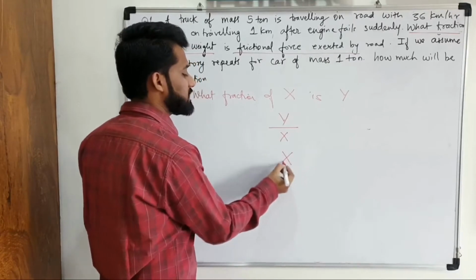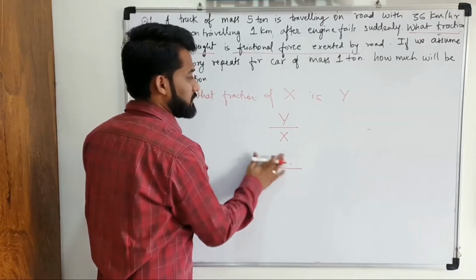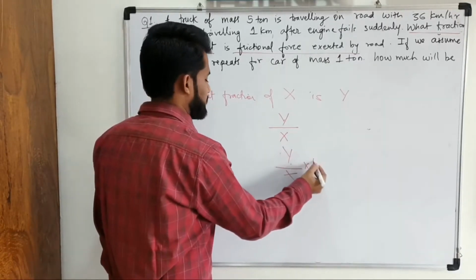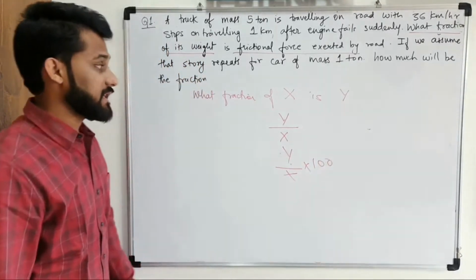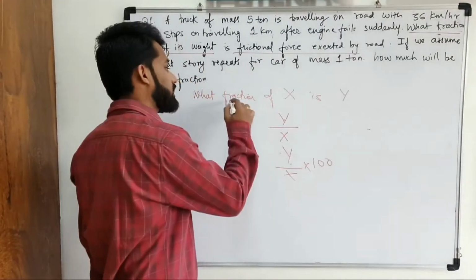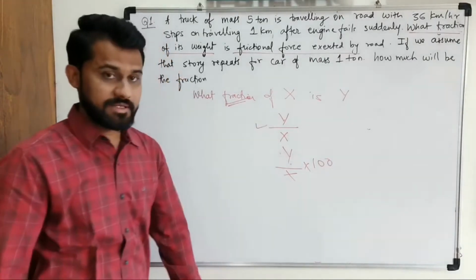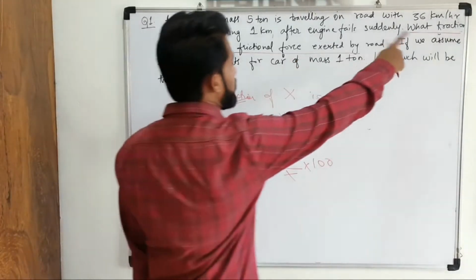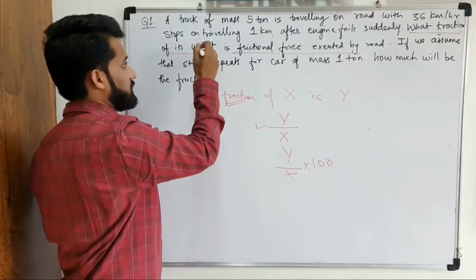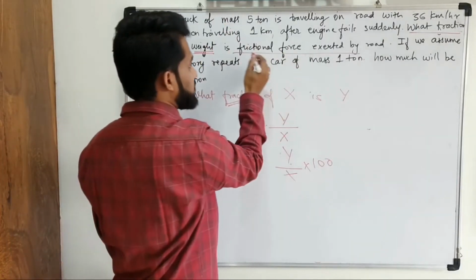If the question is like this, then it is Y by X into 100. If a percentage is asked, then you have to multiply by 100. If a fraction is asked, it is only Y by X. So in this question, what fraction of its weight is the frictional force?